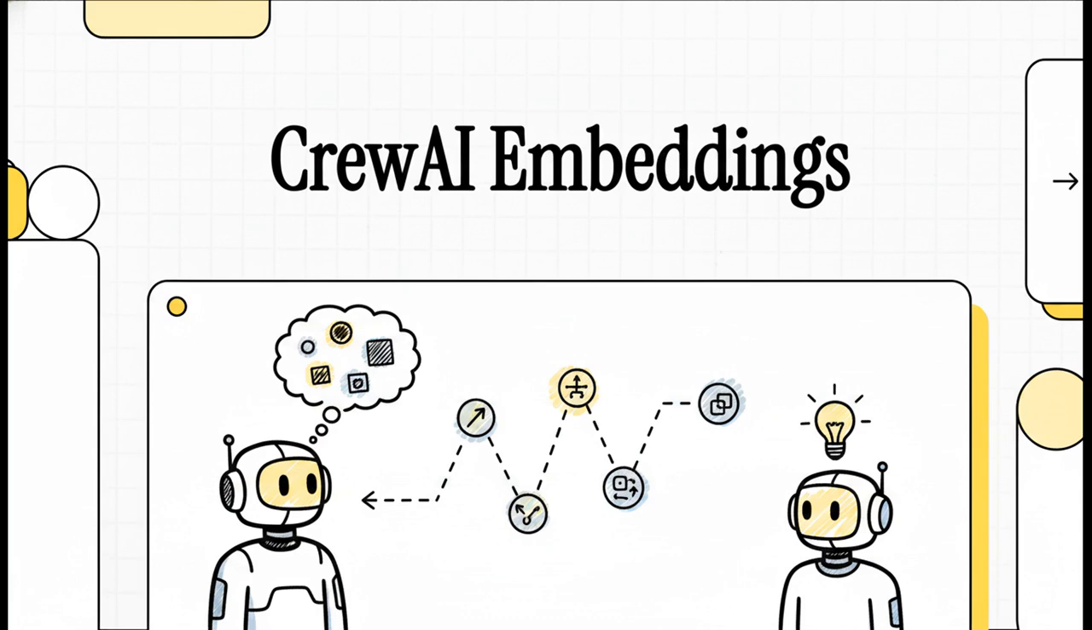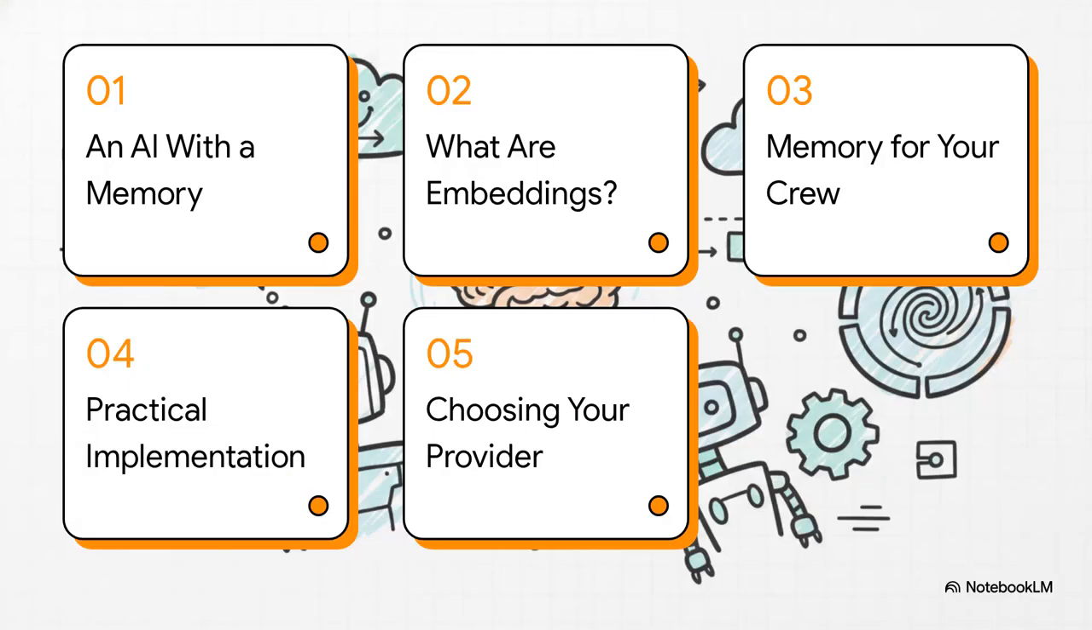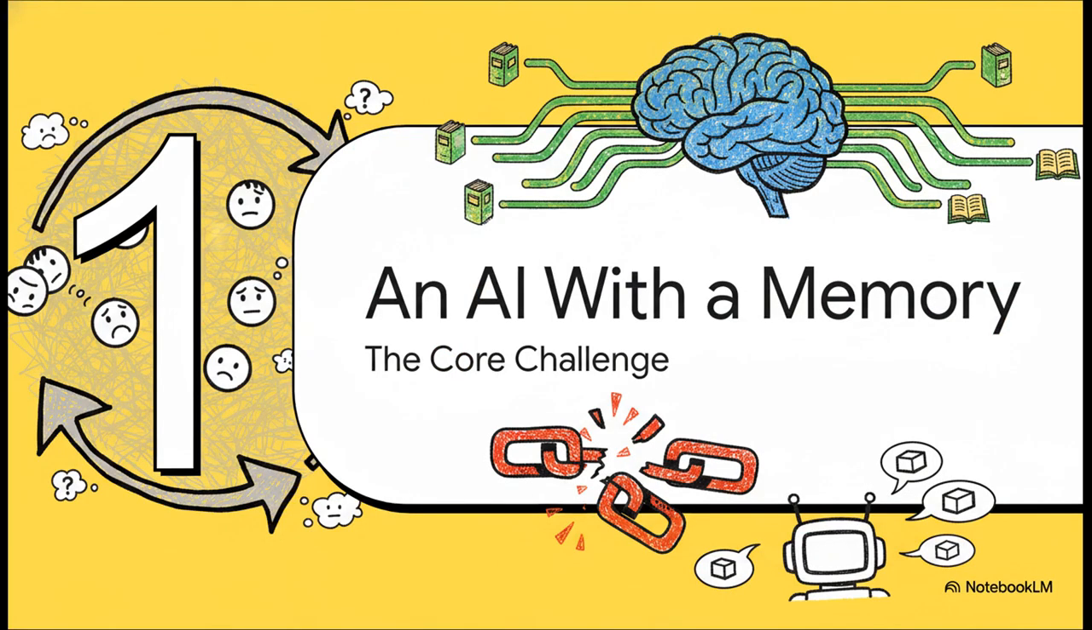Let's jump right in. Okay, so here's what we've got on the agenda. First, we'll talk about the main challenge of AI memory. Then we're going to unpack what text embeddings actually are. After that, we'll see how they give your crew a working memory, look at some real-world code, and finally, help you figure out which provider is the perfect fit for your project. All right, so let's kick things off with the big problem we're trying to solve.